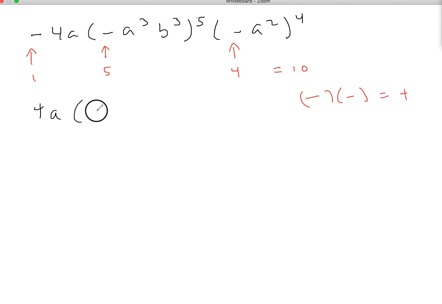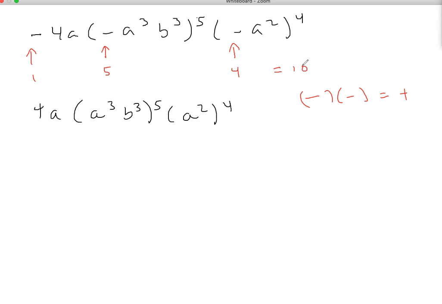So let me rewrite it just to make it a little bit easier to look at. You certainly wouldn't have to rewrite it at this stage. This is just me trying to make it a little clearer. So these are going to be equivalent because I've already established it's a positive.